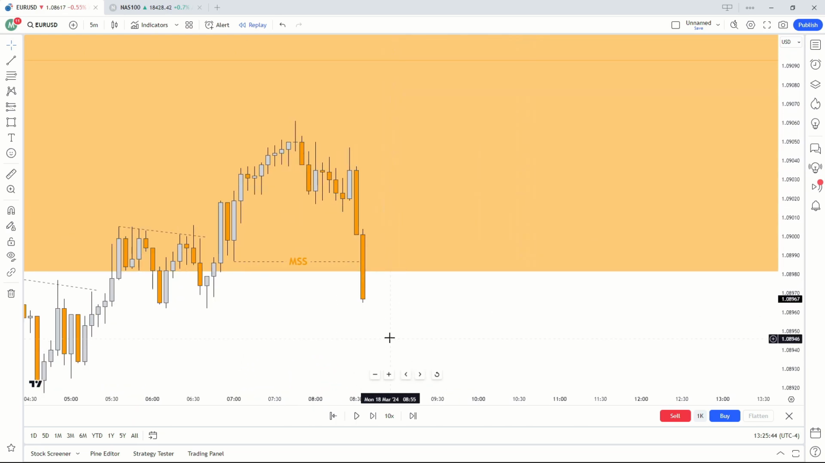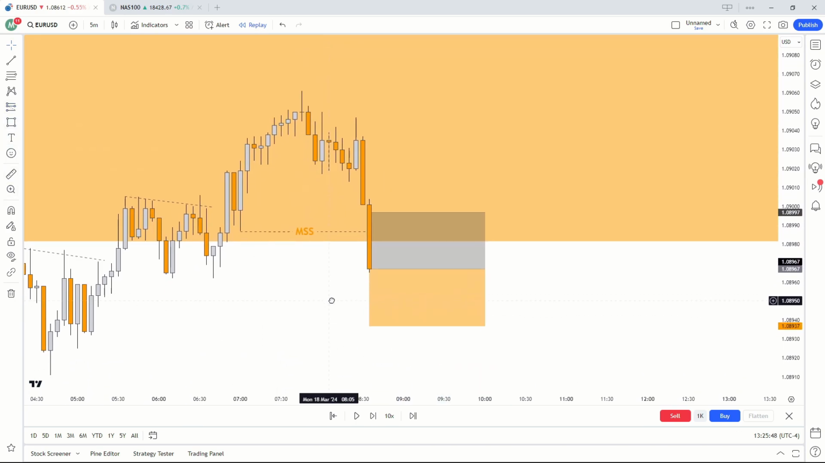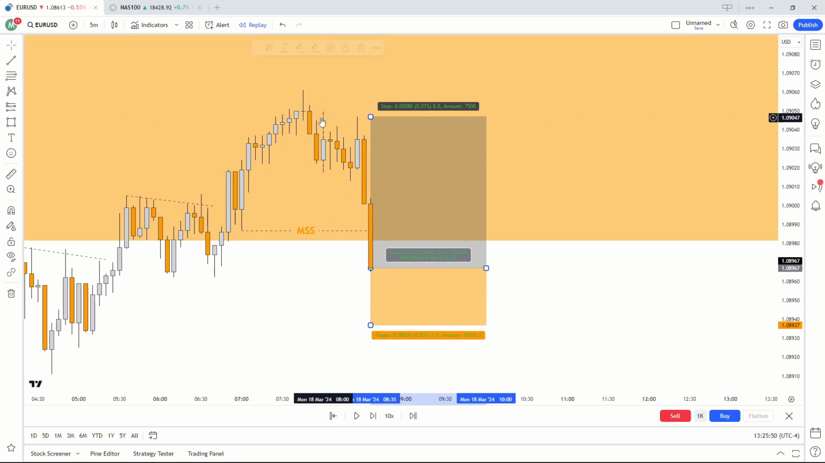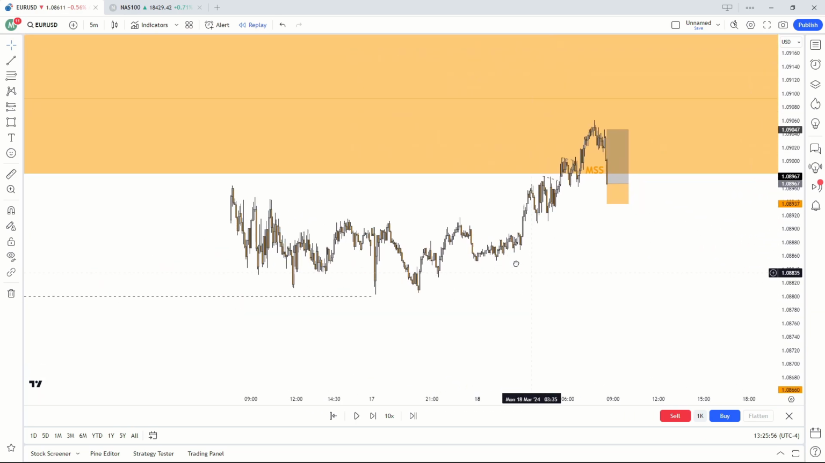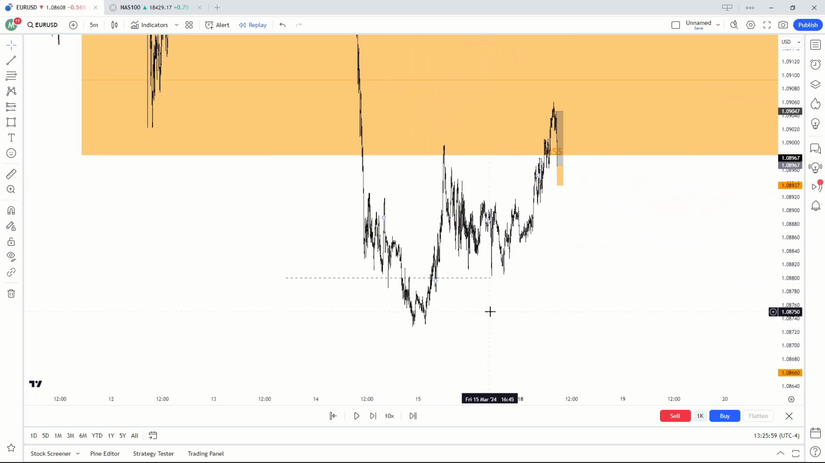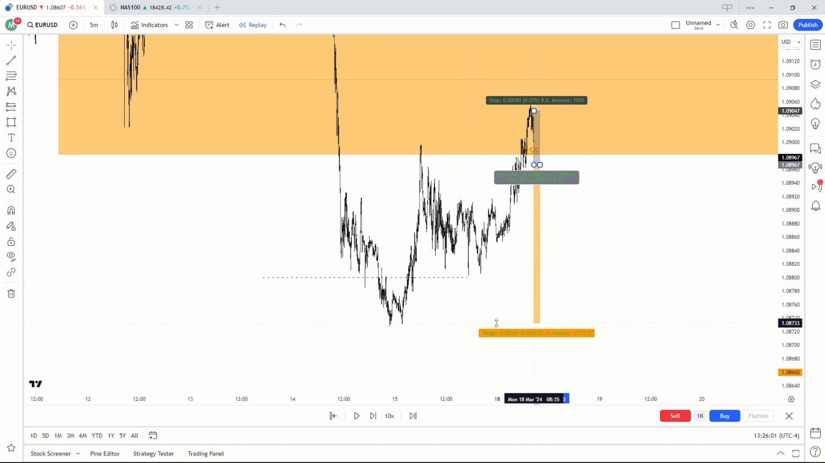Market structure shift. As soon as the candle closes, that is when you want to enter. You want to enter your sell order, stop loss above the swing high at 8 pips. So as soon as the candle closes, you enter on the closure of the candle. As for your take profit, you just simply want to target opposing liquidity. So we're going to target this low right here.